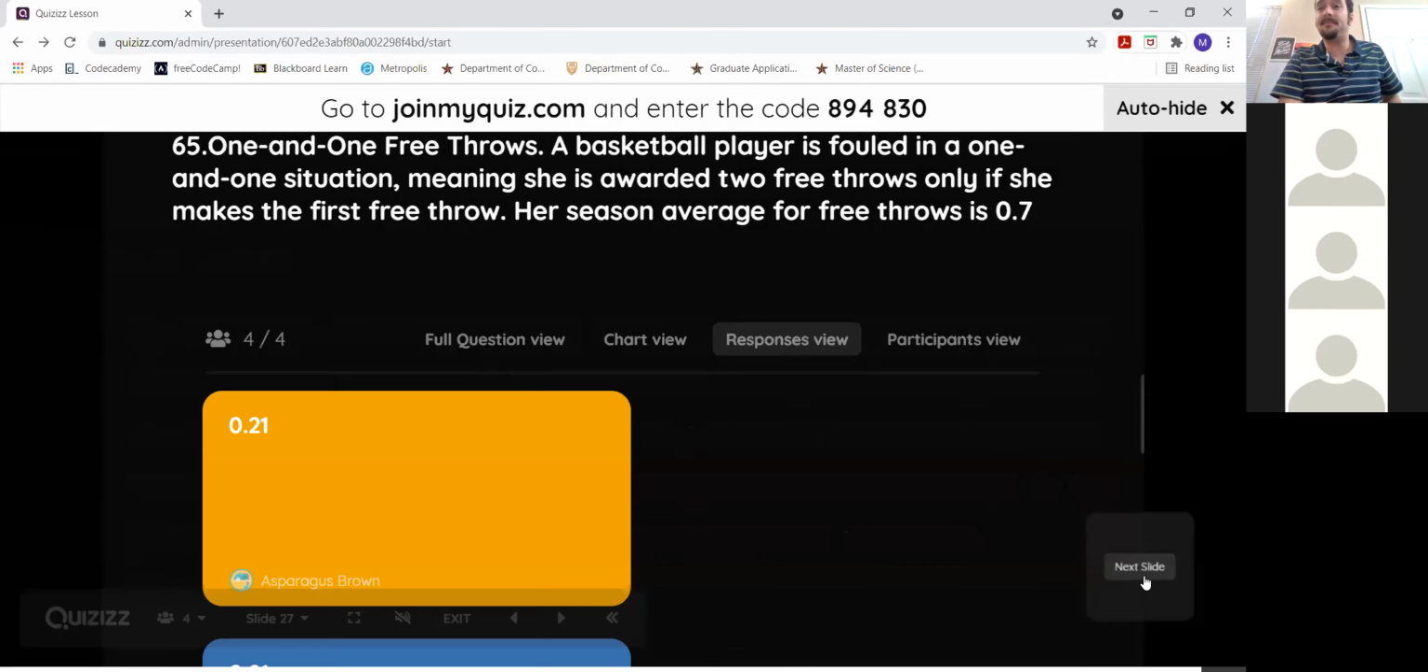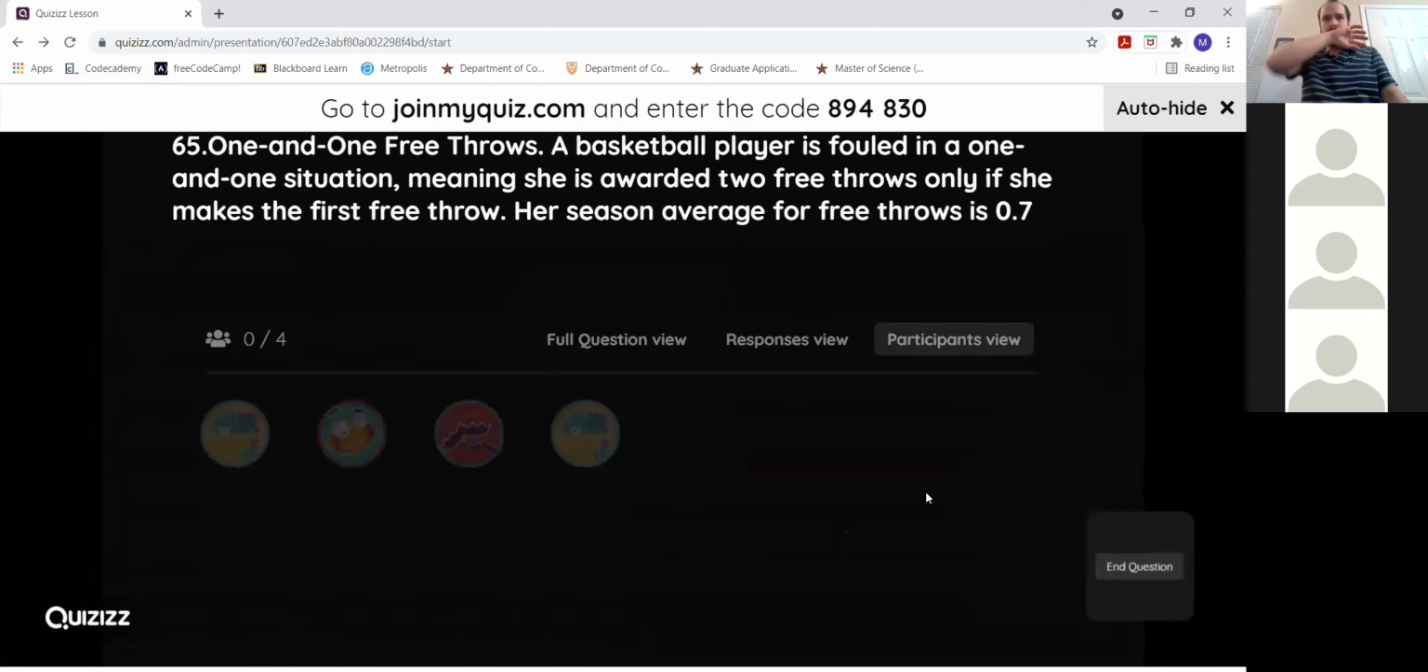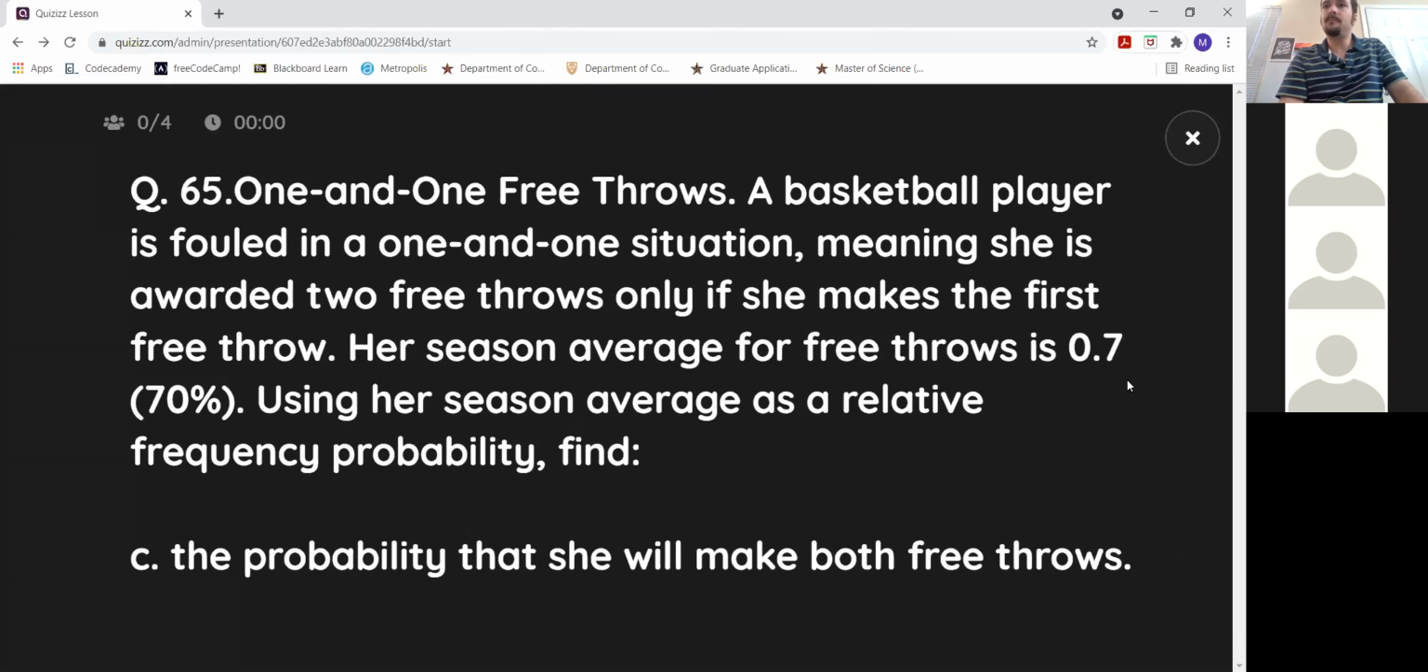Last question. The probability she will make both free throws. So if I'm betting on this girl to make one free throw, am I going to bet for her to make it or against her? She's got 70%. I'm probably going to bet for her to make one free throw. Now we're going to talk about making two free throws. And so if each of them is 70%, what's the chance she will make it twice?